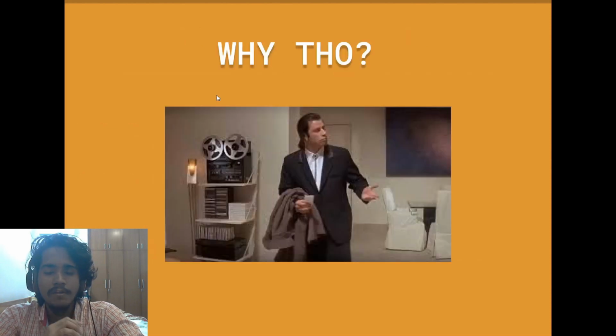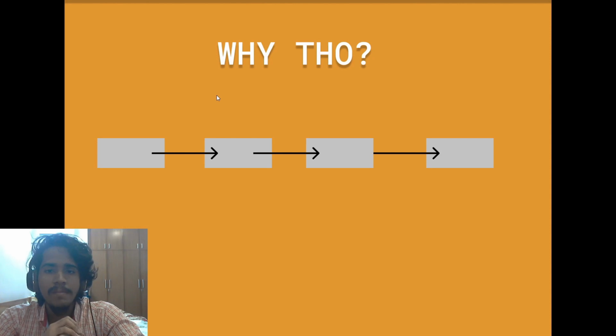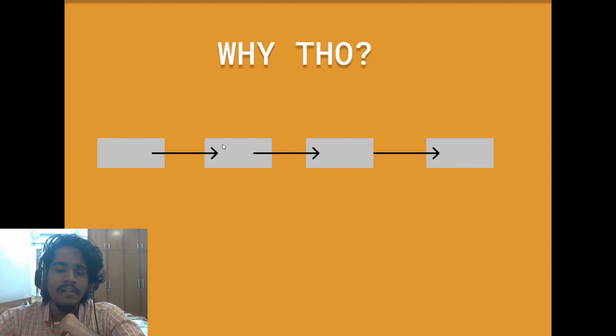But why though? Why is it O of n? For example, consider this linked list with 4 nodes. Now I'll have to search for node number 3. So we'll have to iterate thrice. That is 1, 2, 3. So it's O of n.